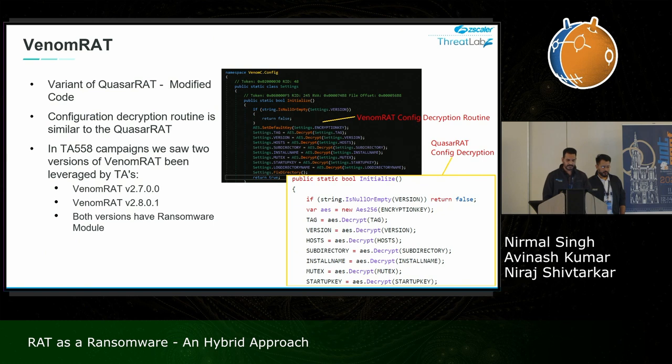We found that they both use the same code. For this particular threat actor, they are using specifically two versions of Venom RAT, 2.7 and 2.8, and both of those versions have the ransomware module. We will be discussing why they prefer to use these two in the coming slides.